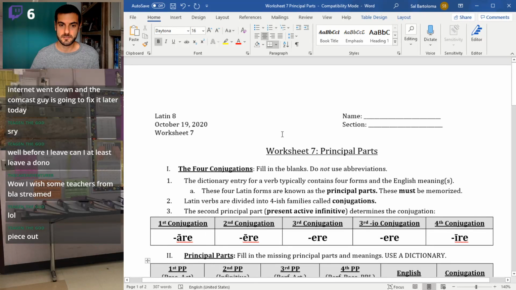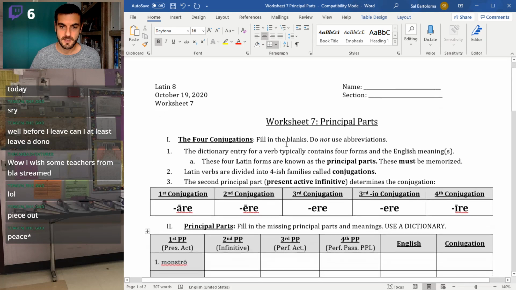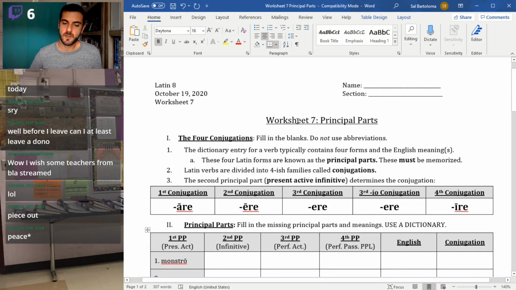Okay, so we'll get started now with Worksheet 7. We're talking about principal parts this week. Just a reminder of what I mean when I talk about principal parts. I'm talking about those critical forms of a verb that you just kind of have to know.